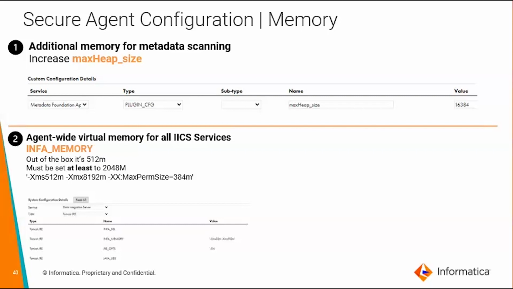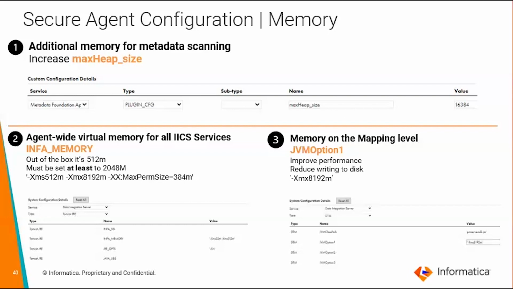Next, we have infra-memory, which is a total memory, maximum memory, and free memory specific to the agent. The secure agent distributes this Java heap memory among the services of Informatica Cloud. As the name says, it's virtual, so the user can't see this memory from the secure agent machine, but out of the box, it's set to 512 meg, but the documentation states that this needs to be set to at least 2 gig or 2048 meg. So it might be required to increase the value of infra-memory if the out-of-memory or Java heap error messages are observed.